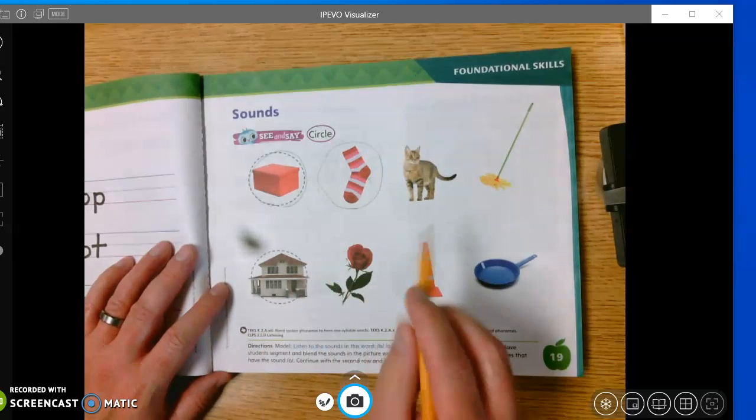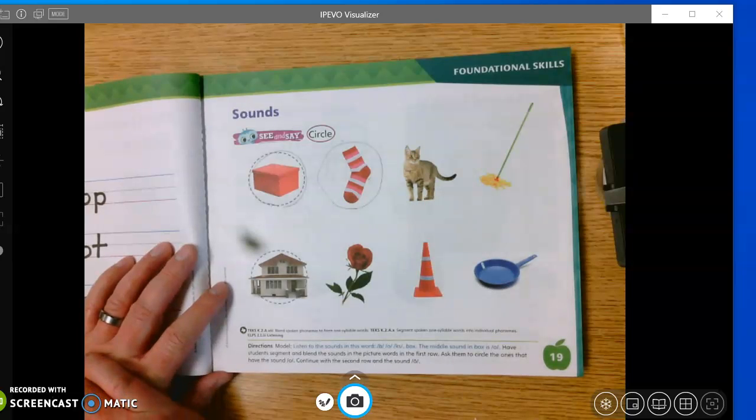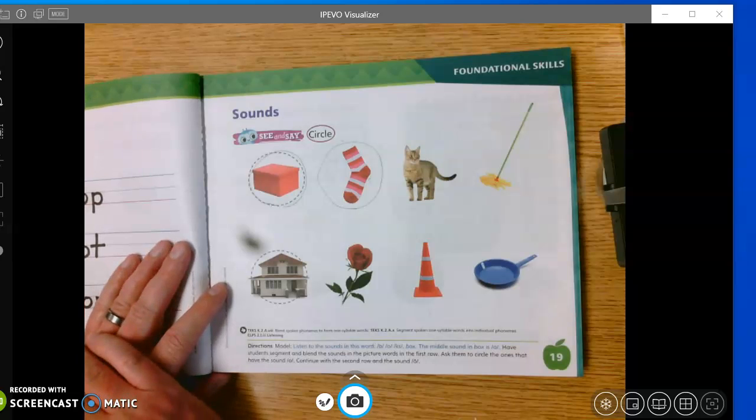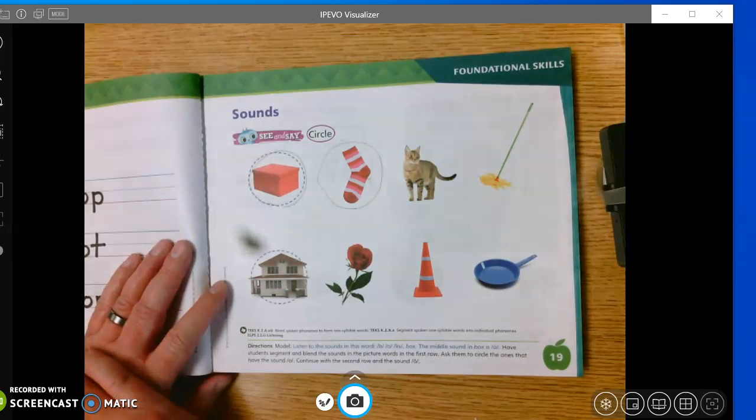All right. How about this? What is that? That's right. That is a cat. Now, is there a long or short O sound in the middle of that? Let's split apart the sounds. K, a, t. What sound is in the middle of that? A. That's not O, is it? That's A. So we're not going to circle that one.